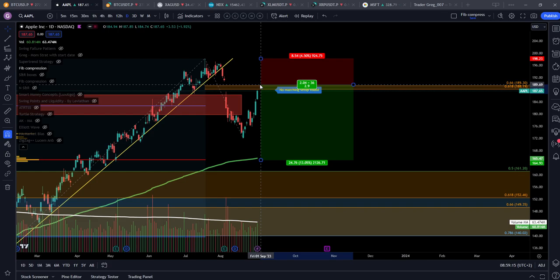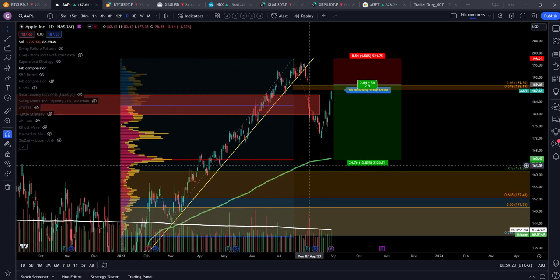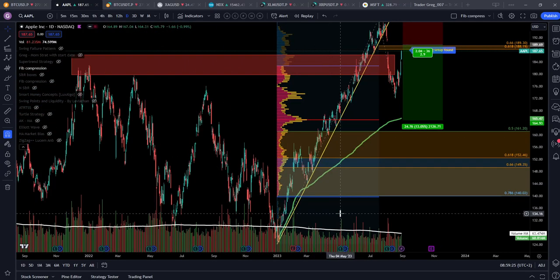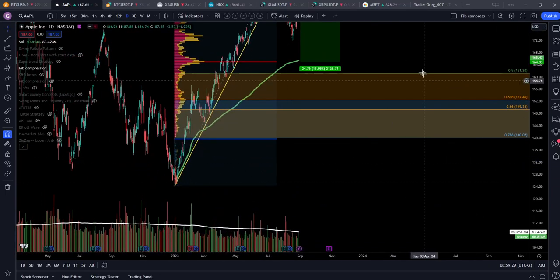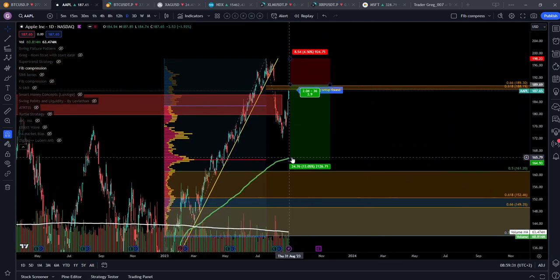So let's say we get in around here. So we have a 3-to-1 risk reward ratio, and then I would take profit already here on this volume weighted average price from the low of January. So that would be a 13% profit.